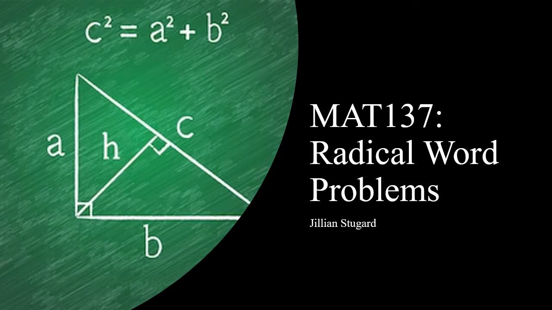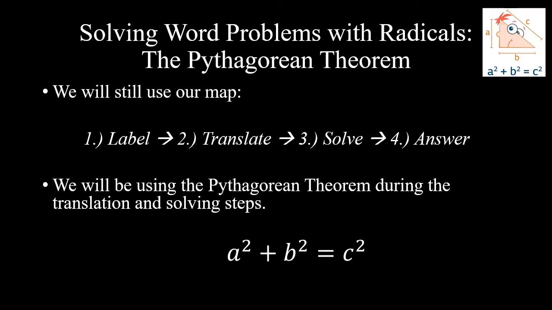We're going to use the same map that we use for every chapter: label, translate, solve, and answer. Okay, so let's walk through those 4 steps using our word problem. Just like with every word problem that we've seen so far this year, we've used the same map, right? And we're going to continue to use that same map of label, translate, solve, and answer. Only for these word problems in our radical unit, we're going to use the Pythagorean theorem during the translation and solving steps. And what does the Pythagorean theorem say?